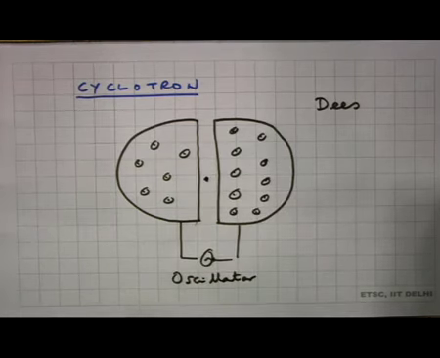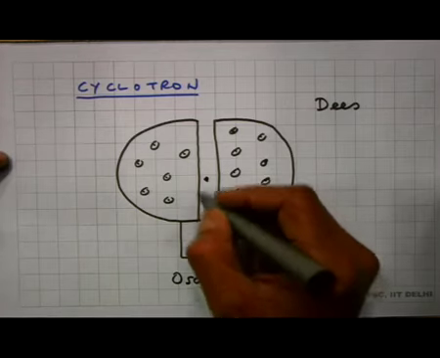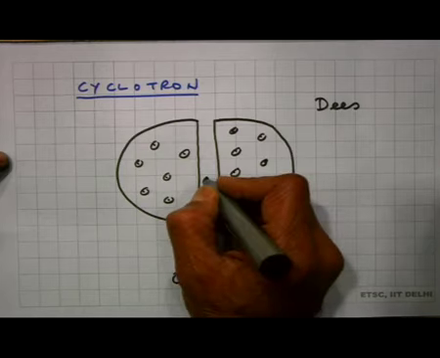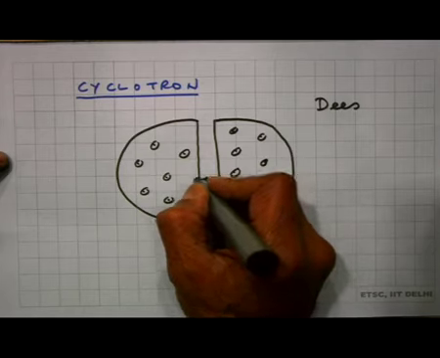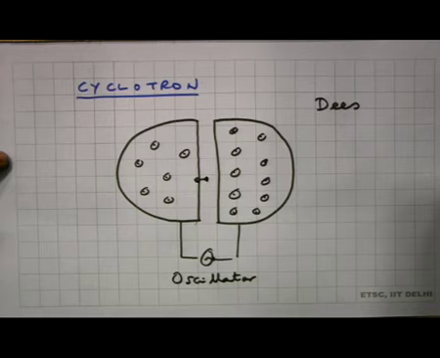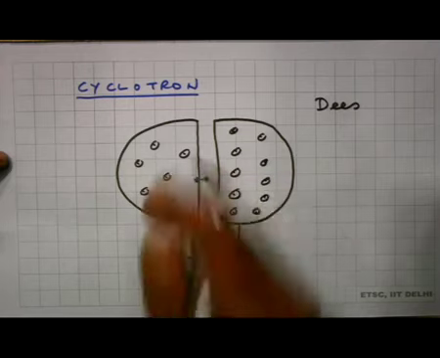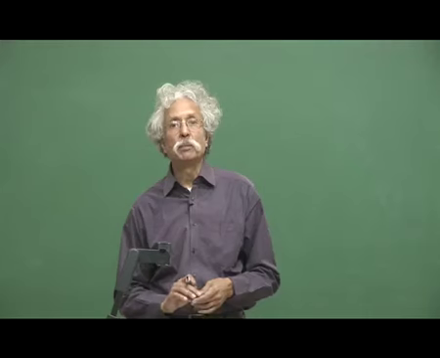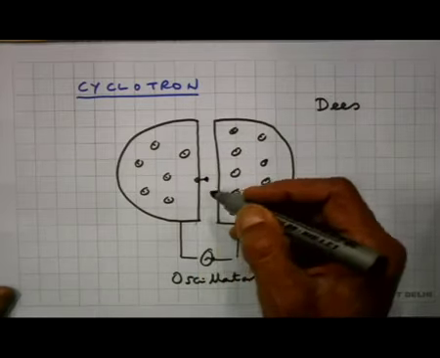So let me start by seeing what happens. Initially, let me assume that this is negatively charged on the left side. So the proton, being positively charged, gets accelerated towards this D. Now it enters this D within the two copper plates, and because they are made of copper, there is no electric field within the space between the two copper plates. So there is no electric field penetrating this, and so this region of the D actually contains only magnetic field inside.